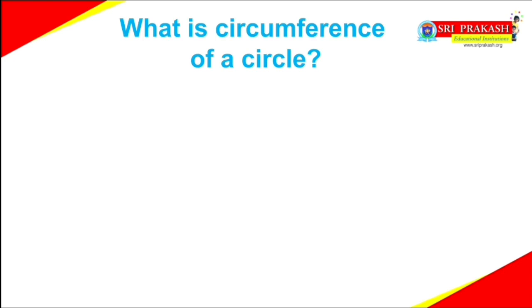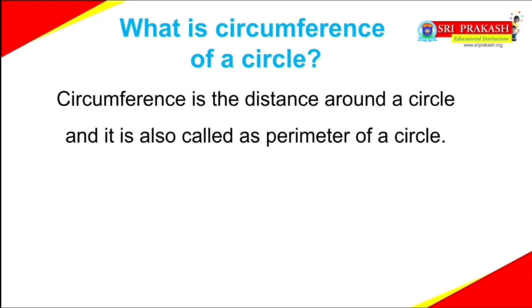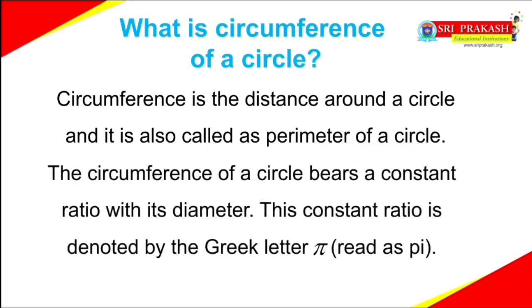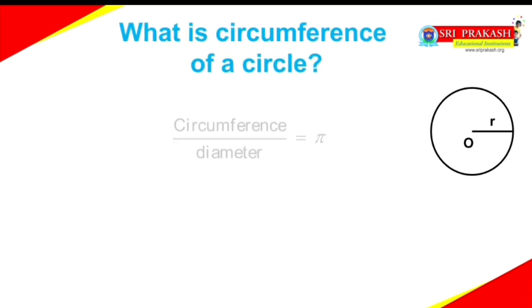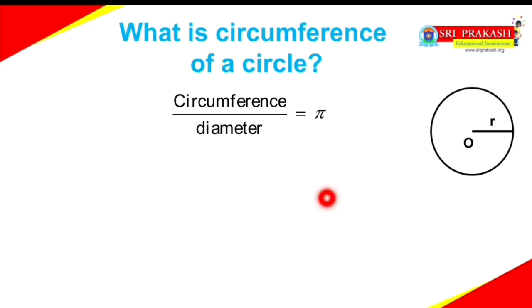What is the circumference of a circle? Circumference is the distance around a circle, and it is also called the perimeter of a circle. The circumference of a circle bears a constant ratio with its diameter. This constant ratio is denoted by the Greek letter pi. So, the circumference of a circle divided by the diameter is equal to pi.